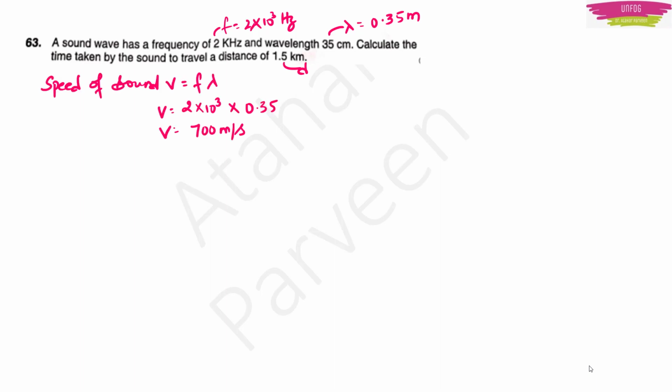Now we know that speed of the sound v will be equal to f into lambda, where f is the frequency and lambda is the wavelength. We know that frequency is 2 into 10 raised to 3 and wavelength is 0.35. We get the speed of the sound, it will be equal to 700 meter per second. But we have to calculate the time taken by the sound, right? So time taken will be equal to distance upon velocity. Distance is given, which is 1.5 kilometer or 1500 meters, upon velocity. So the time taken should be 2.1 seconds.